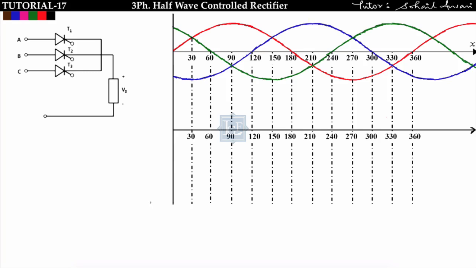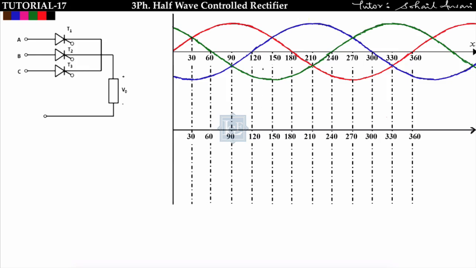But in case of a diode, whenever its anode potential becomes maximum with respect to the other two, that diode starts conducting, because the diode is known as an uncontrolled device. The turn on and turn off of a diode is not in our hand; it depends on the supply. But in case of a thyristor, this is not the case. A thyristor starts conducting only when I trigger it, otherwise it won't conduct.